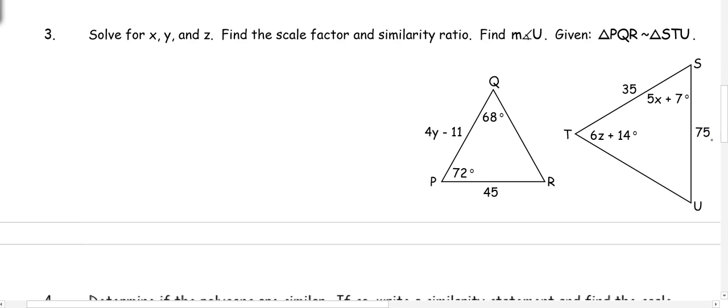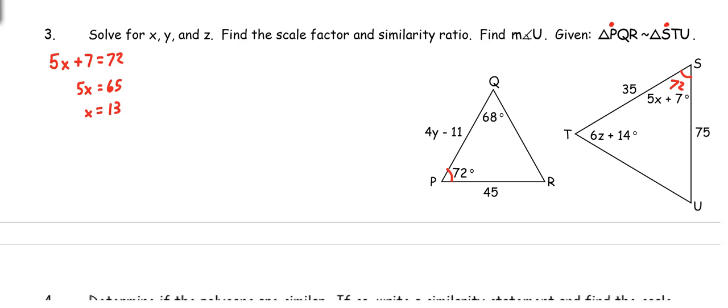Number 3, solve for x, y, and z. Find the scale factor and the similarity ratio. Find angle U, given that the triangles are similar. So first, I'm going to work on the angles. So if I look at angle P, P is the first letter of the triangle, so it corresponds with S. So P and S are congruent, so we know that angle S is 72 degrees. So to solve for x, we have 5x plus 7 equals 72. I'm going to subtract 7 from both sides. So 5x equals 65. Divide by 5, so x is 13.